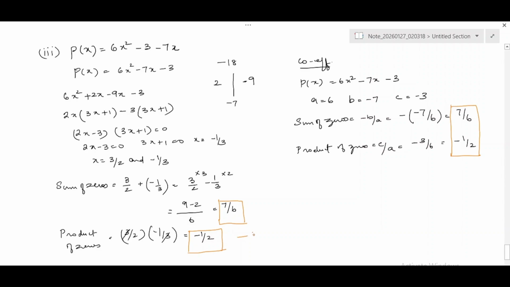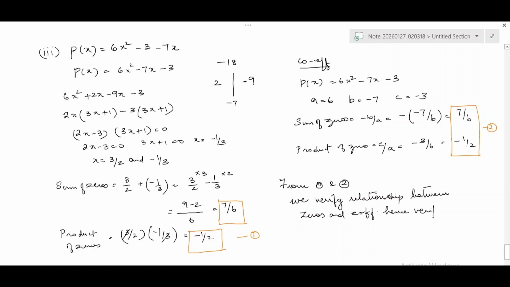Okay, this is 1, this is 2. From 1 and 2, we verify the relationship between zeros and coefficients. Hence verified. Next sum.